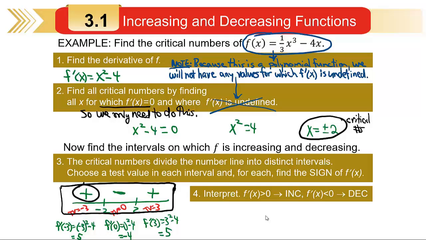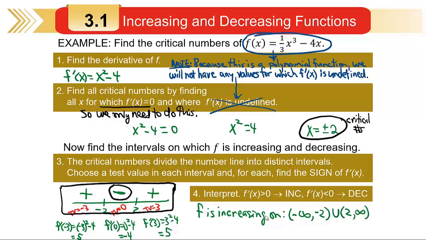So it's increasing on the interval from minus infinity until it gets to minus 2, and then it's increasing again on the other end from 2 to infinity. And then it's decreasing in the middle, that interval from -2 to 2.